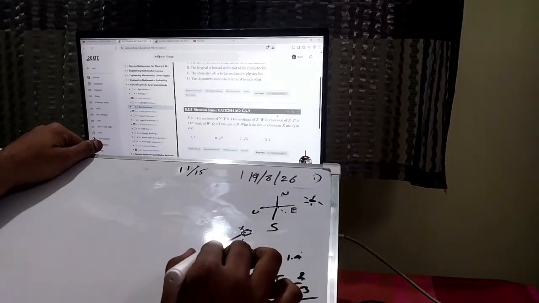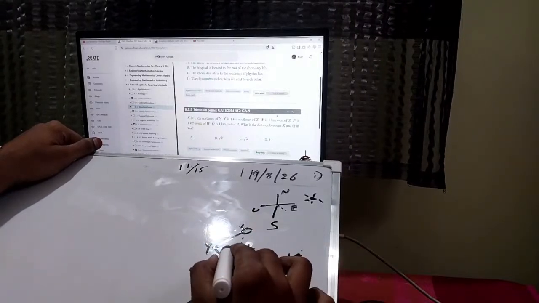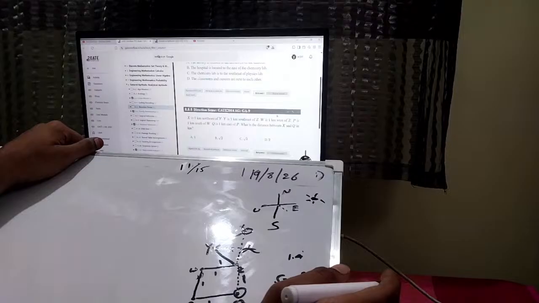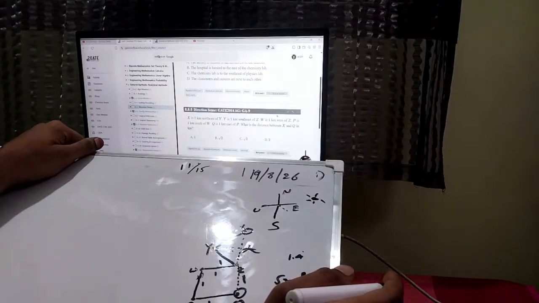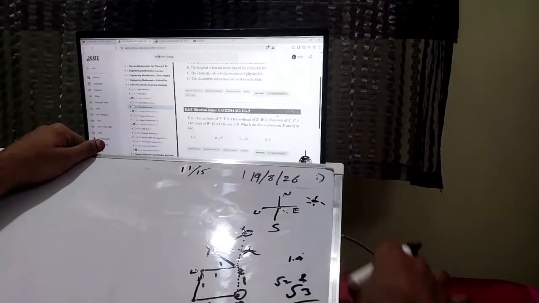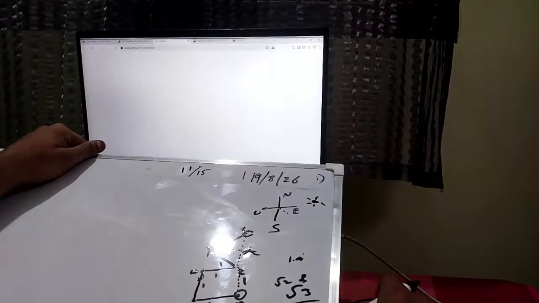So if we draw a perpendicular line between these two, it can be less than 1. So if it is less than 1, actually, I think root 2 will be the answer. No, it will be root 3.